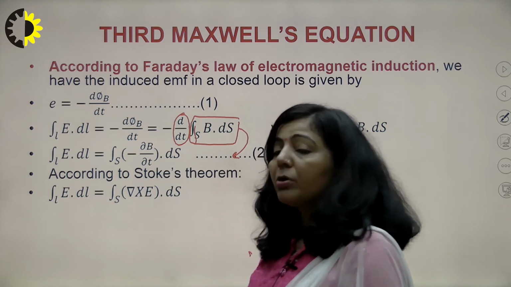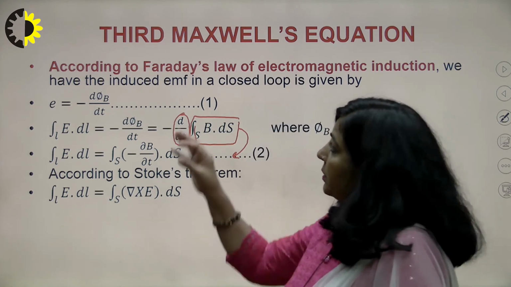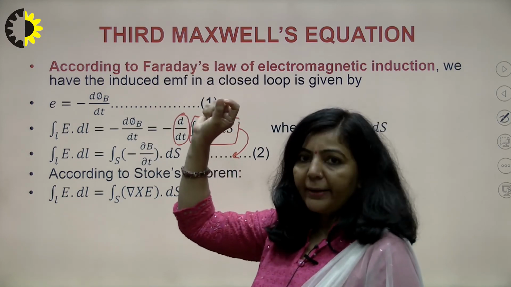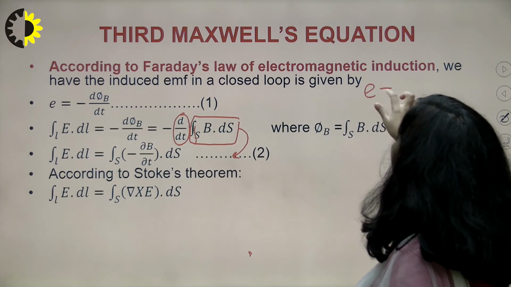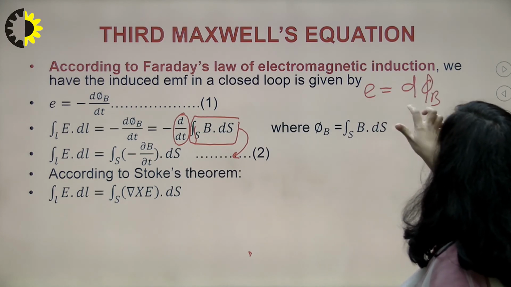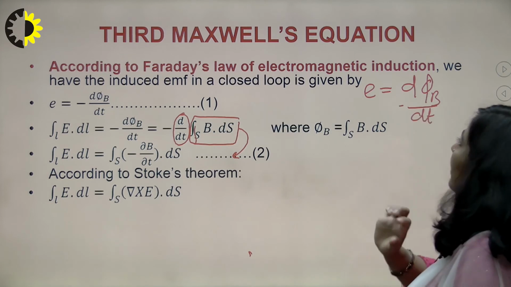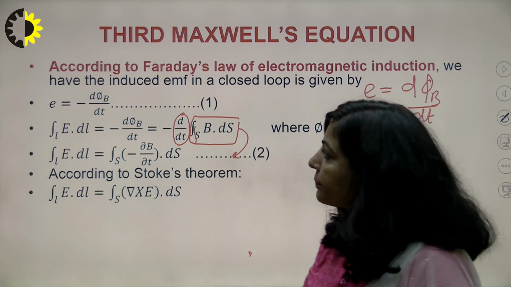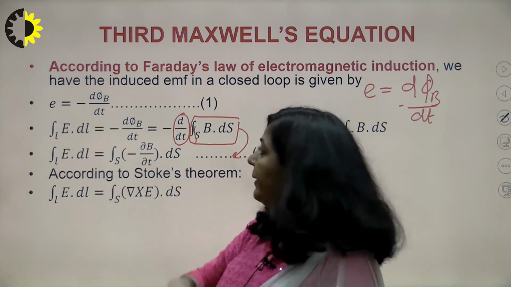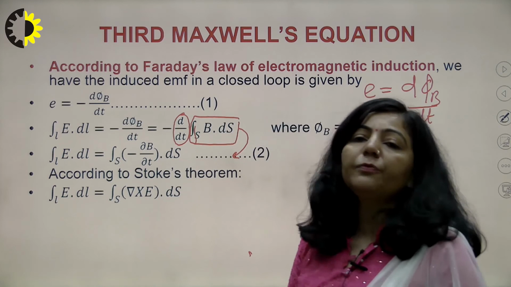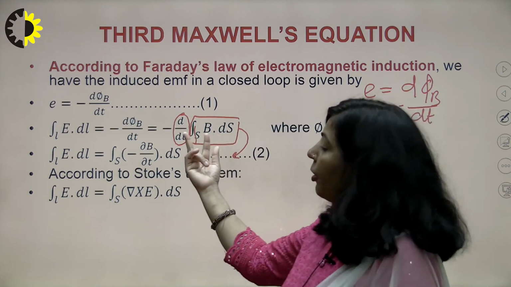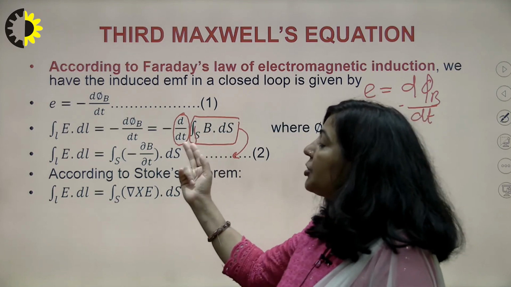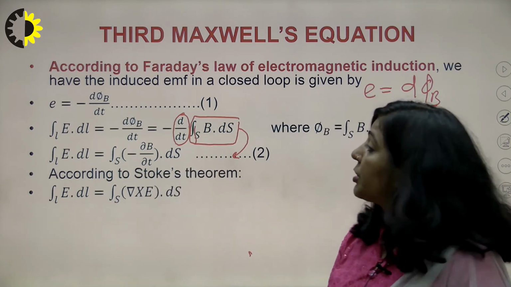I am repeating because this point is very important. This third Maxwell equation is derived from Faraday's law of electromagnetic induction, which says the rate of change of magnetic flux is equal to the induced EMF, and that EMF will get induced in a direction opposite to the applied field. That is the significance of the negative sign. Then EMF is the line integral of E, and magnetic flux is the surface integral of B. Two independent operators applied on the same term can be interchanged. So we have interchanged them, and then we reach this equation number 2.